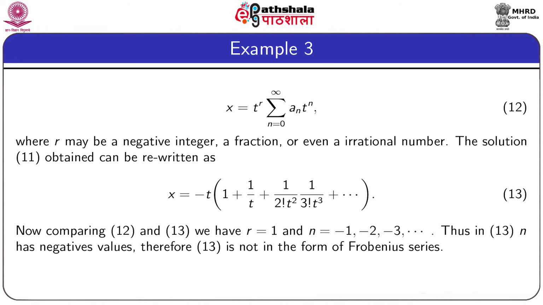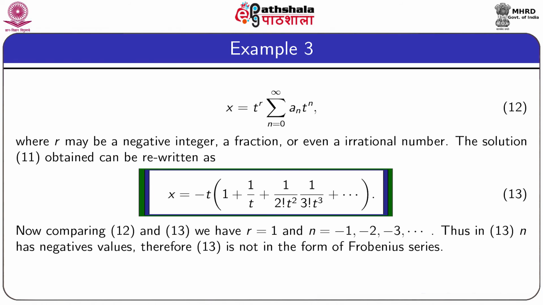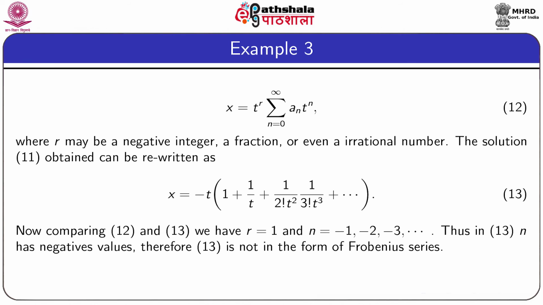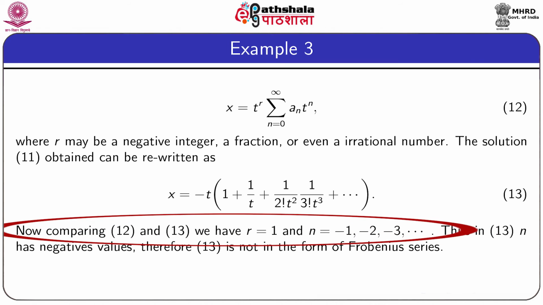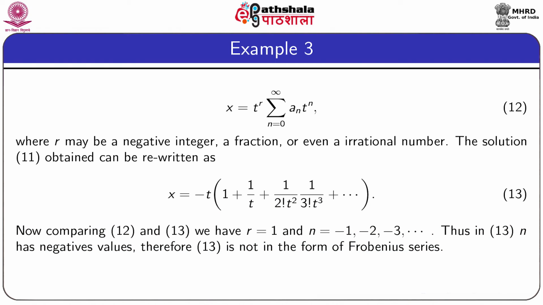The solution 11 obtained can be rewritten as x(t) is equal to minus t multiplied by (1 plus 1 by t plus 1 by 2 factorial t square plus 1 by 3 factorial t cube plus dot dot dot), given by equation 13. We now compare equation 12 and equation 13, and we will get r equal to 1 and n equal to minus 1, minus 2, minus 3, and so on. Thus, in 13 n has negative values, and therefore 13 is not in the form of Frobenius series.